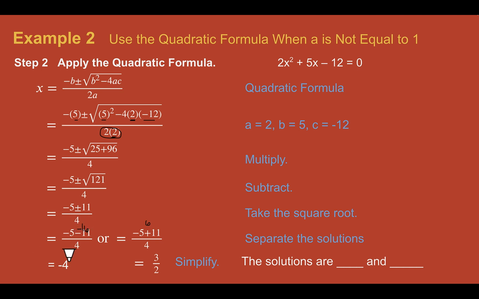Negative 16 divided by 4 is negative 4. 6 divided by 4 is 3 over 2, or if we divide that, 1.5. So our solutions are negative 4 and 1.5. You could leave this as an improper fraction if you wanted. So as you can see there, it didn't matter here if the a value was something other than 1. We just had to remember to plug in that a value instead.